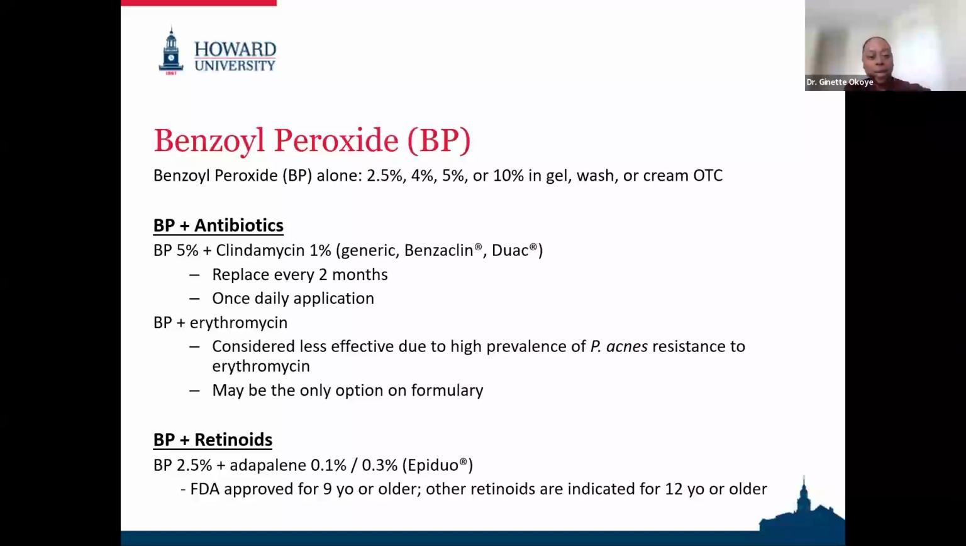Benzoyl peroxide plus adapalene, and you can titrate the strength. I would start with the adapalene 0.1, and then if they're doing great and they still need some more efficacy, you can go up to the benzoyl peroxide 0.3 adapalene mixture. What's nice about this particular brand is it's approved for 9 years old and older, whereas the other retinoids are approved for 12 years old and older. So, sometimes if kids get started a little bit earlier with acne, this is a nice option that should be covered if they're on the younger side.